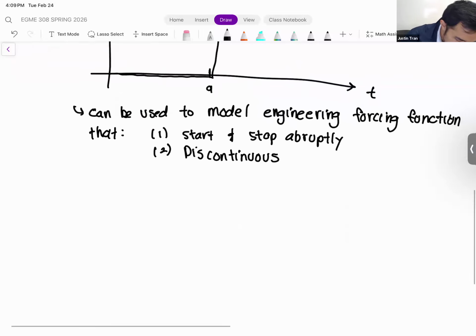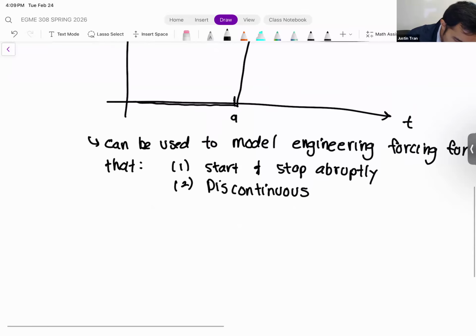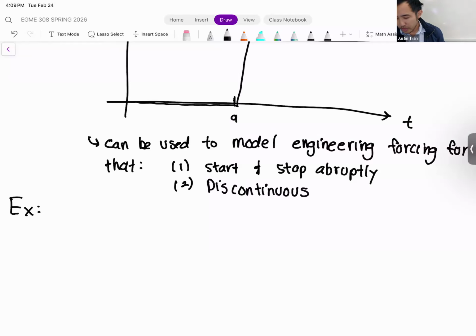So let's start with an example today. What's up with my iPad? It's on the fritz. Okay. All right, so let's solve the following differential equation.